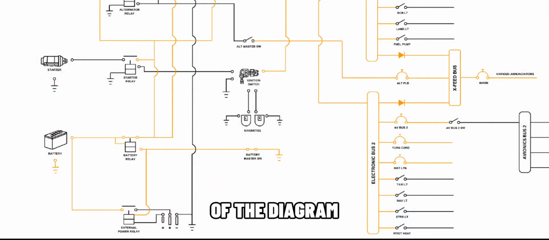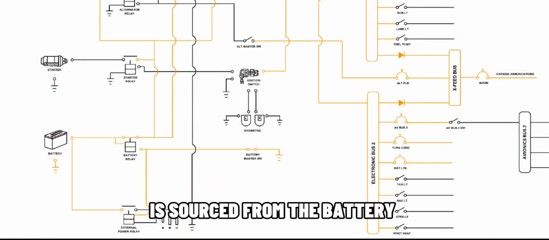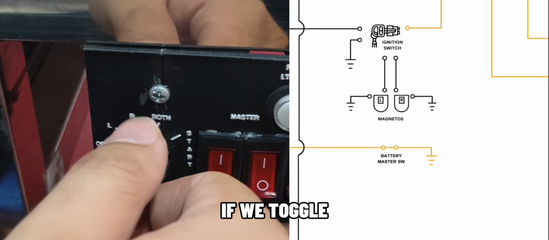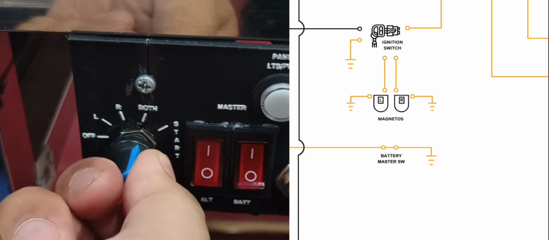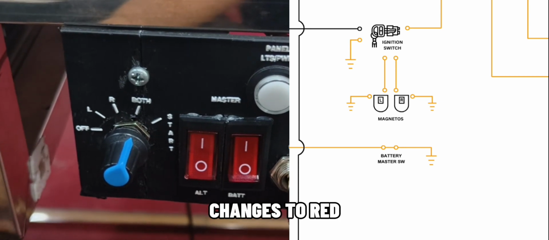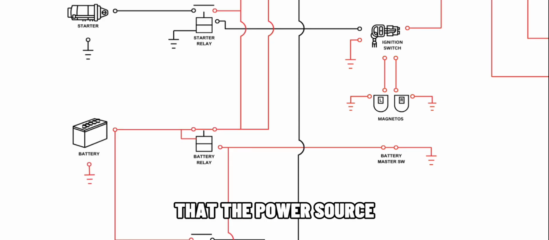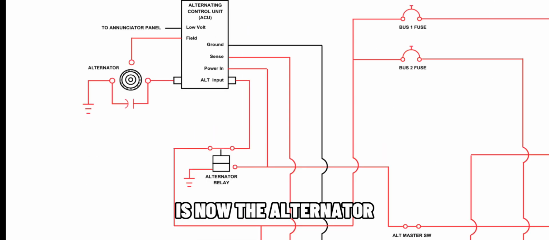The yellow color of the diagrams indicates that the power is sourced from the battery. If we toggle the ignition switch to start, the color of the diagram changes to red, thereby indicating that the power source is now the alternator.